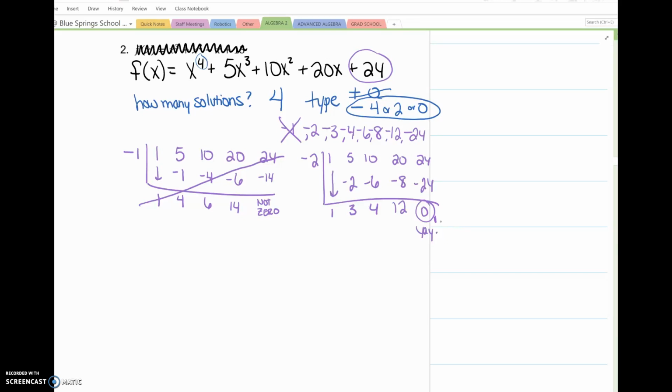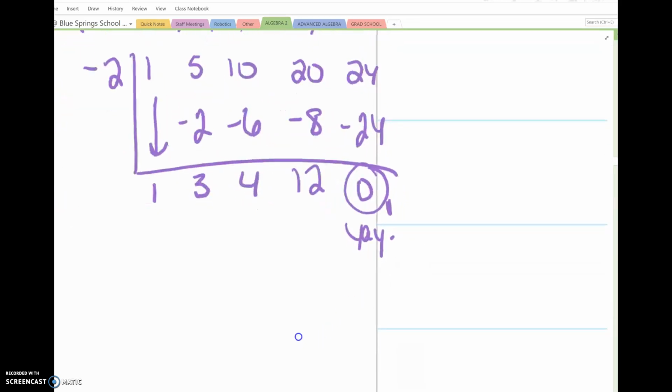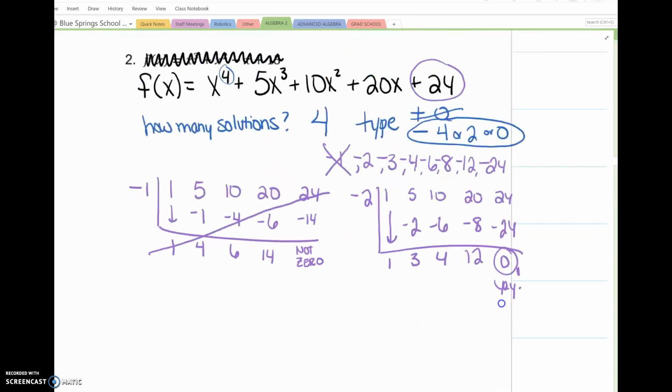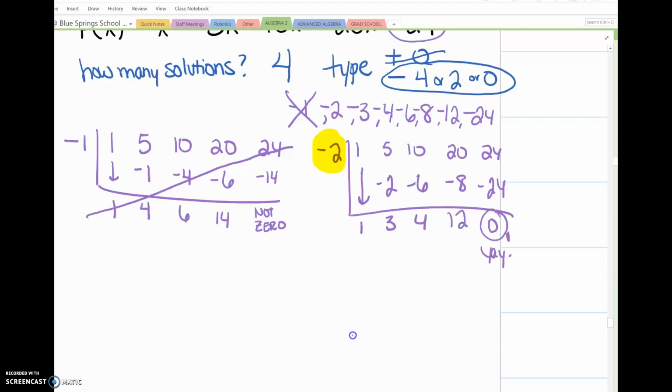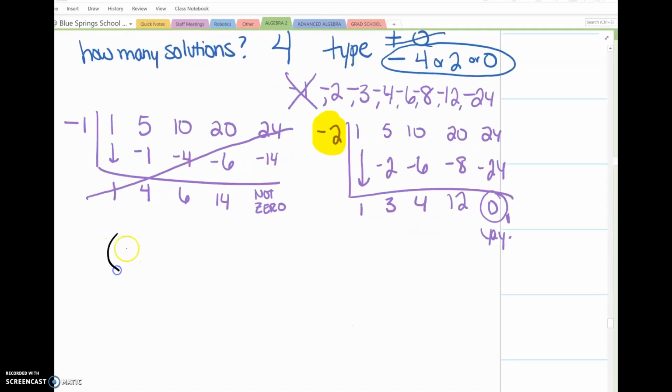Yay, it works. Okay, so this one works. That means that -2 is a solution. We could go all the way to the bottom of the page right now and write x equals -2. -2 is definitely one of our solutions. And this means that the factored form has an x plus 2 in it. So this -2 that we tested gives us the first part of our factored form.